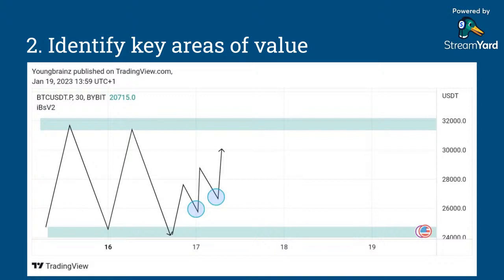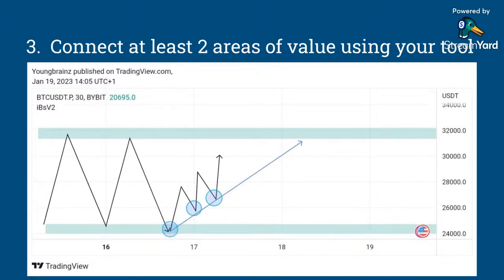Okay, so you can see we've gotten at least 2 areas of value. Then the next point is to connect these areas of value. You can see how I've used my trend line to connect the areas of value. So now I have a realistic expectation of where to enter the trade.